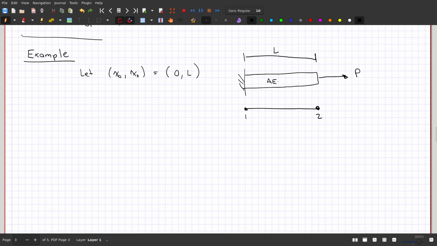Okay. So in this problem, now we all know from undergraduate mechanics, and we already talked about it in this class too, what's the end-tip displacement for this problem? PL over AE, right? PL over AE. So that's the exact solution to the differential equation, right?